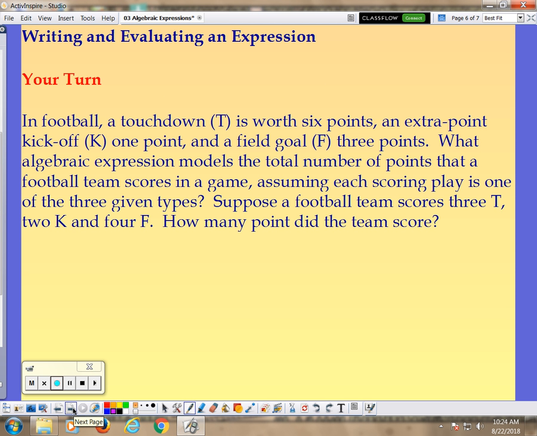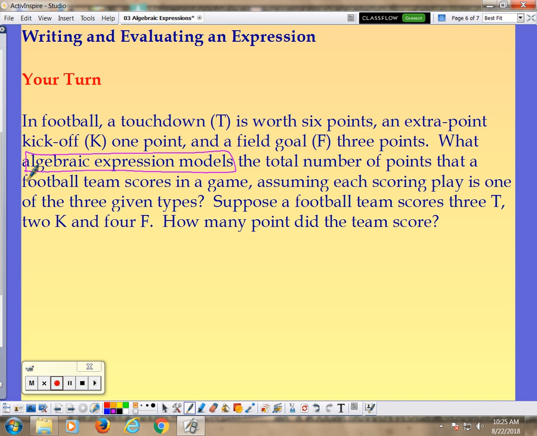All right, here we go. In football, a touchdown, T, is worth 6 points. An extra point, K, is 1 point. And a field goal, F, is 3 points. What algebraic expression models the total number of points that the football team scores in a game, assuming that each scoring play is one of the 3 given types?